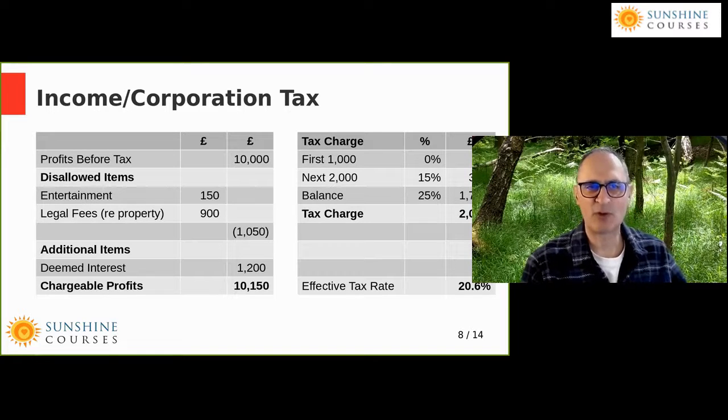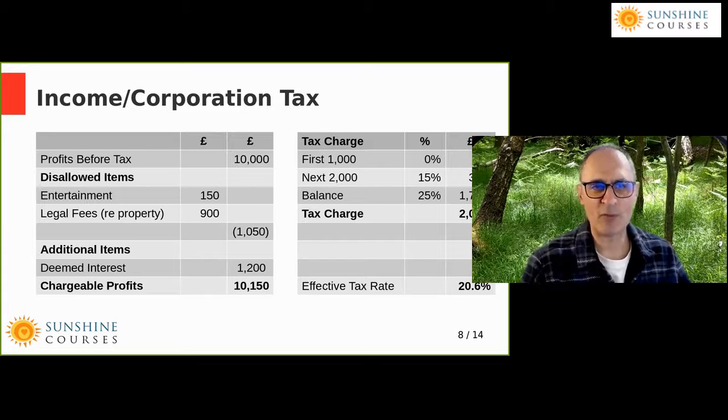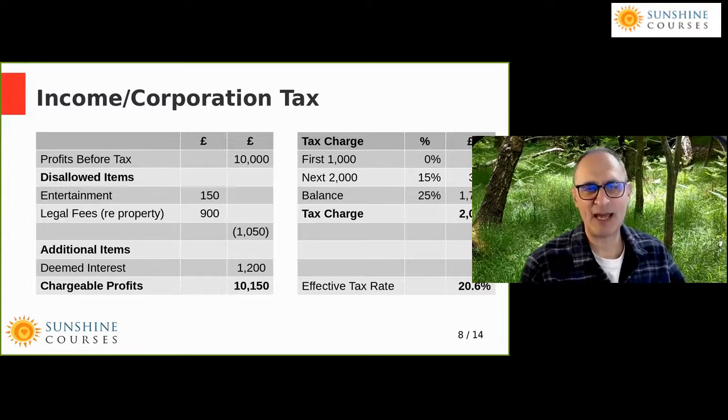And there may be some other items which the revenue require you to adjust your profits for. One of them, for example, is deemed interest. There are certain circumstances where, if you make certain types of loans, the government says it's deemed that you have charged interest, even though you haven't, and you need to add that to your profits. So although I put chargeable profits of £10,150, actually, if I had added the £1,050 correctly, it would be £12,250. That's what the chargeable profit should be if I hadn't made a mistake in my calculation. But let's stick with the £10,150, because notice it's different from your actual profits of £10,000. This is because the law says there are certain items you can charge and certain items you can't charge.